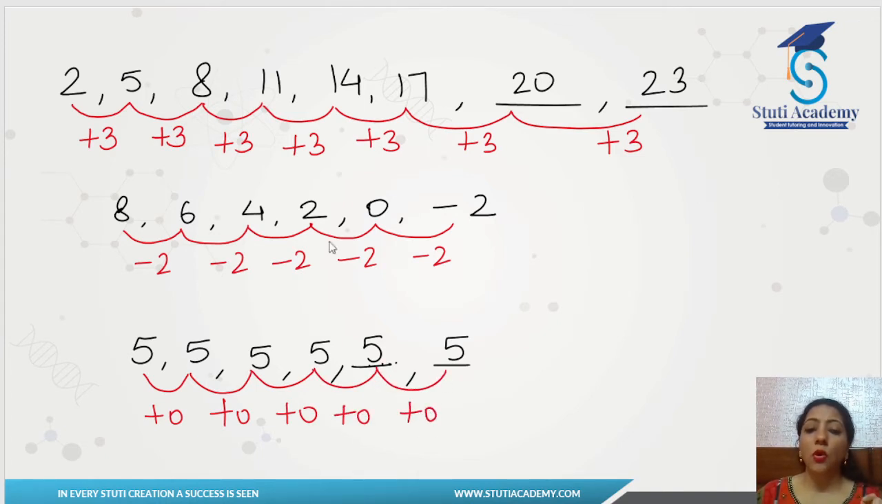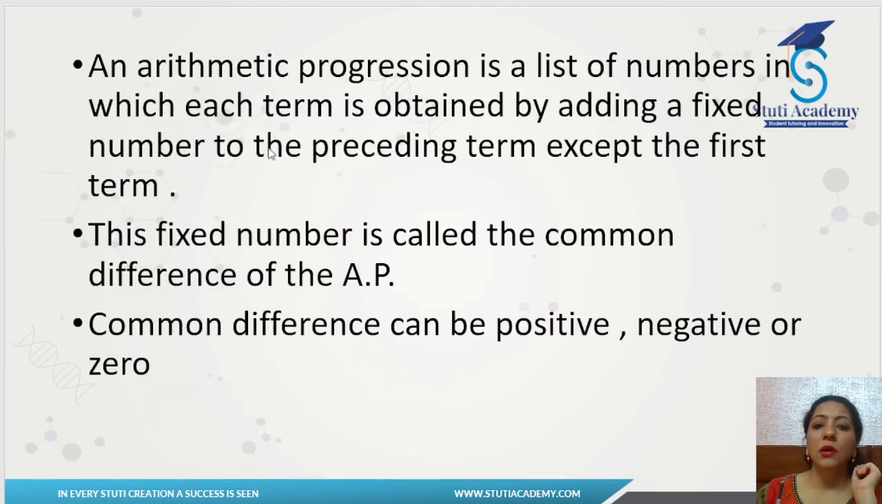Now all these lists of numbers which I have written are arithmetic progressions. Now what does arithmetic progression mean? An arithmetic progression is a list of numbers where each term is obtained by adding a fixed number to the preceding term except the first term. I'm repeating this. An arithmetic progression is a list of numbers in which each term is obtained by adding a fixed number to the preceding term except the first term.